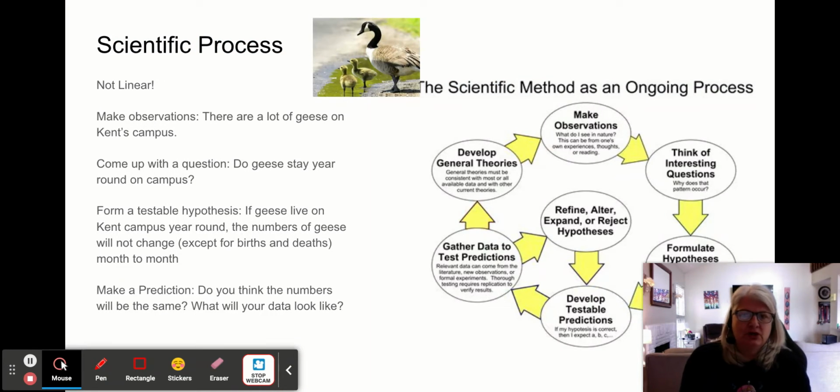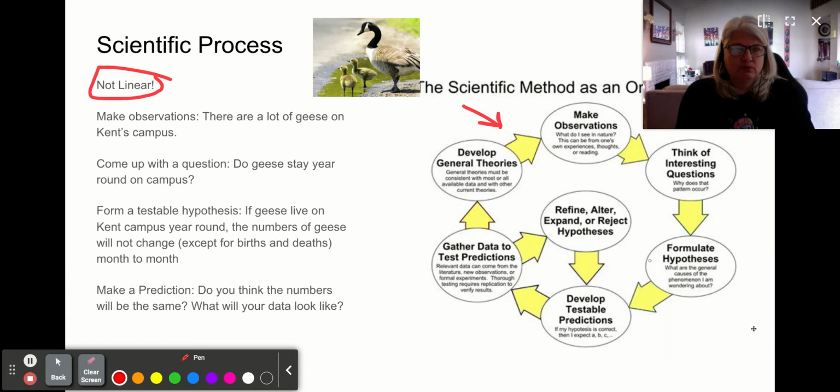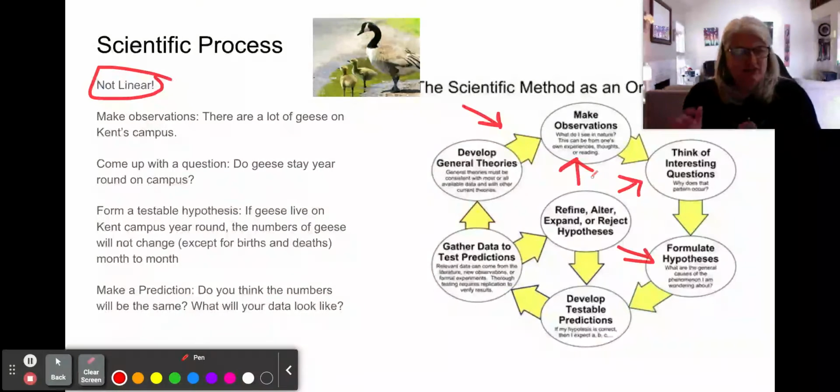The one thing I want you to know about the scientific process is that it is not linear, meaning it doesn't go in prescribed steps. I think this right here is probably a better vision of what the scientific process is. If you notice, the arrows go around all over the place. I could have arrows going here, I could have it going here. The arrows are all over the place. It's more like a spider web.